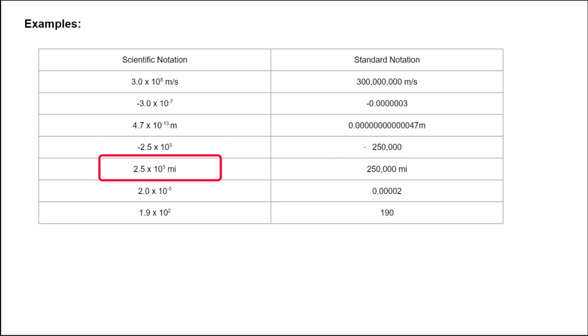Below is pretty much the same example, but instead of the number being negative, it's positive with a positive exponent. So the difference between this and what we got above is that 250,000 is positive instead of negative. Let's do a couple more.